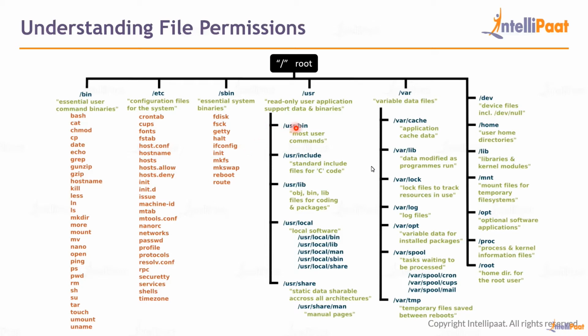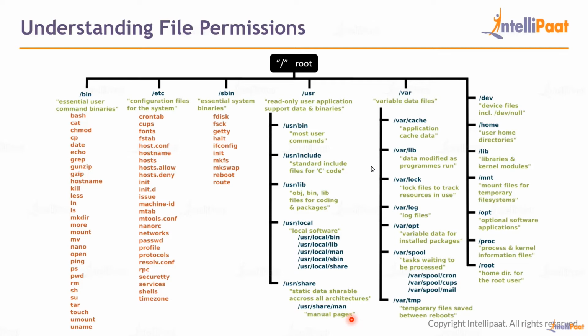And then /usr, basically it's user: read-only user applications, support data and binaries. Under usr you can see bin, most user commands. Under that you see include, standard include files for C code, and lib, library files for coding packages. These are meant for the user. Even the man pages are under usr, because a user is going to look for the man pages.